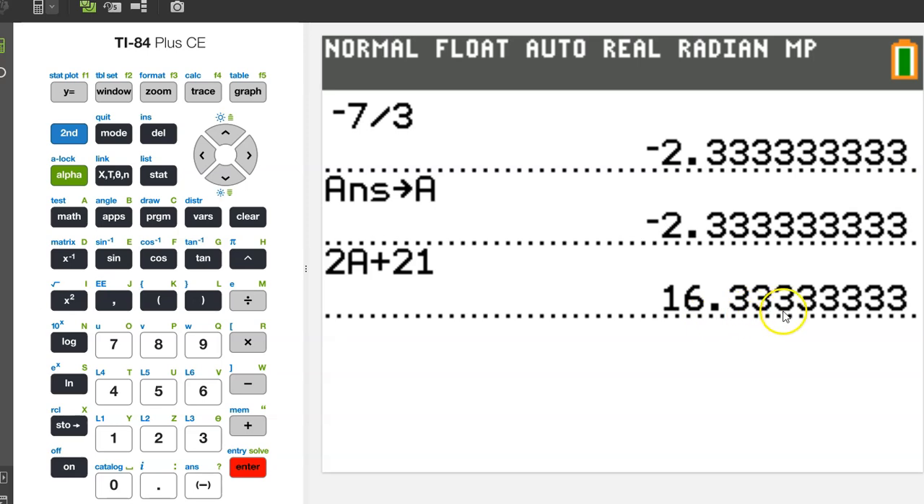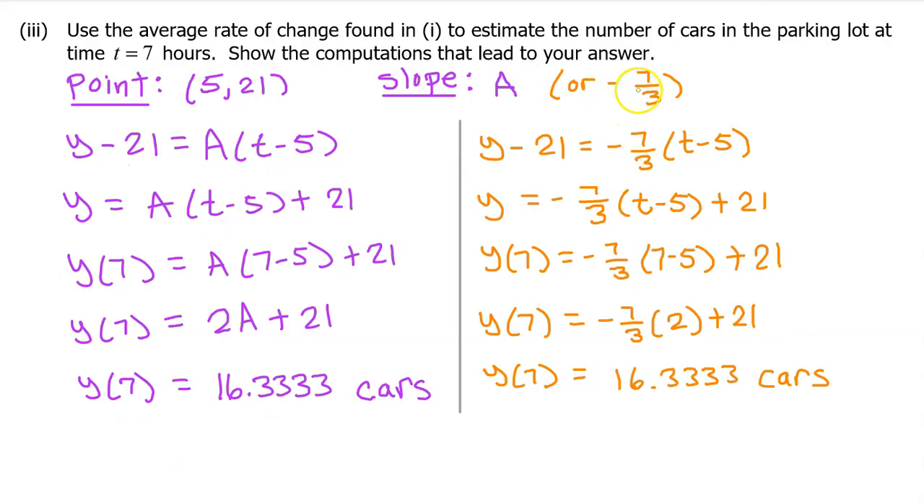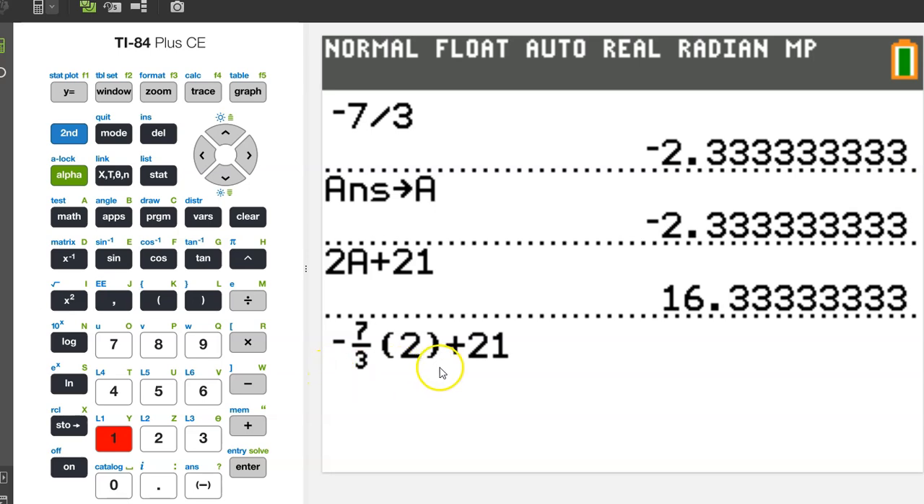I'm going to write down 4 decimal places, even though the College Board will accept 3. Negative 7/3 is a pretty simple expression for the average rate of change. So if you prefer to use negative 7/3 instead of substituting the letter A, this is what your calculations would have looked like. Here's what that looks like when you type it into the calculator.